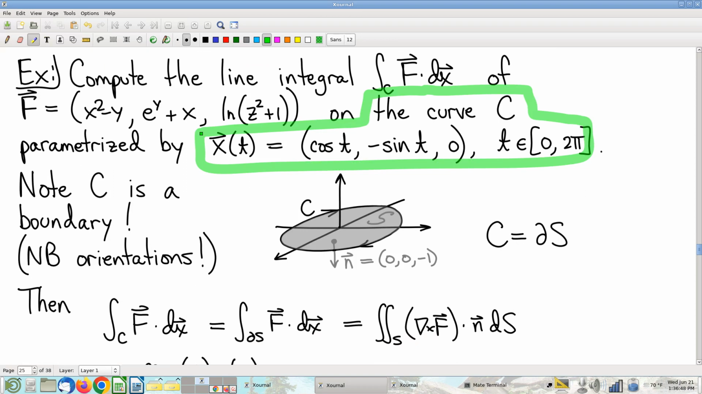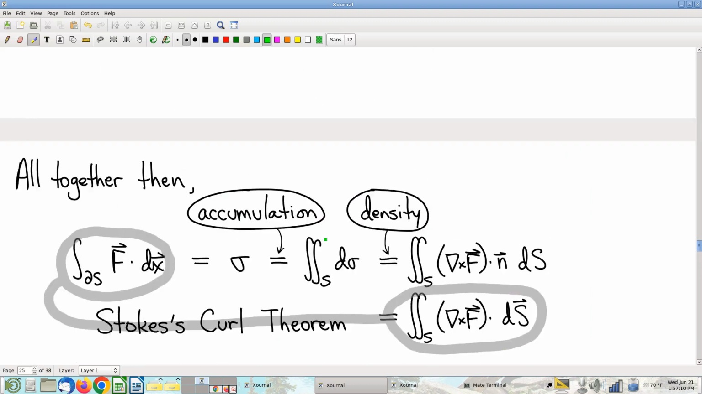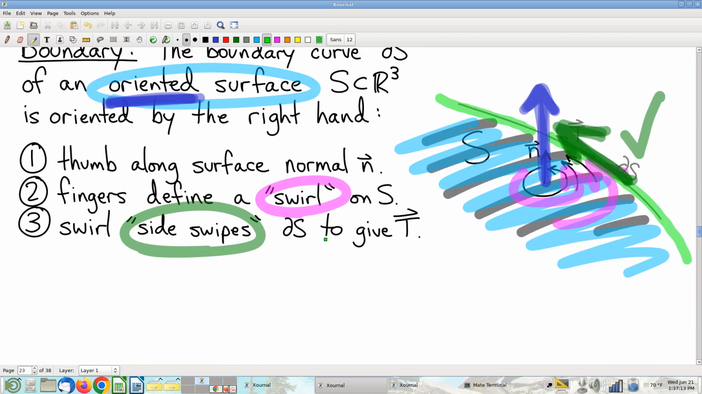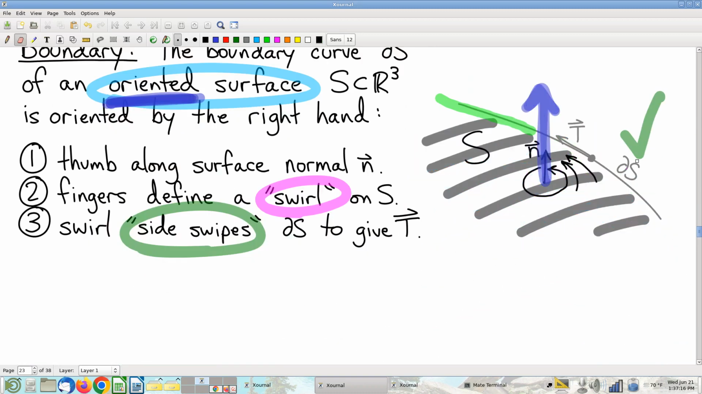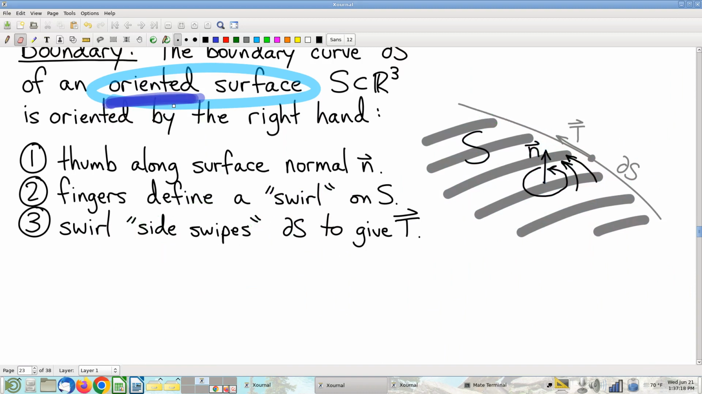You've got to be careful here, right? There's a temptation to say, oh, the curve is going clockwise, and boundaries are supposed to go counterclockwise. If you inadvertently think of this as a two-dimensional problem, you'd say that no, this is not a boundary. But keep in mind, we're in 3D now, and in 3D, as previously noted, we have a different rule for boundary orientations. It's not about clockwise, counterclockwise. It's about thumbs and fingers and side swiping, right?